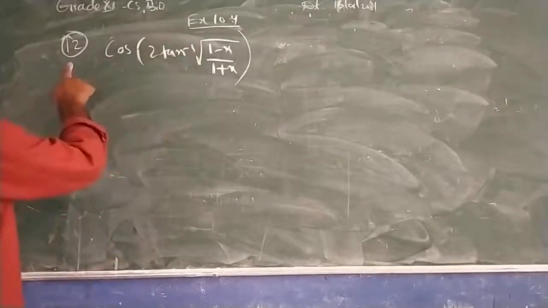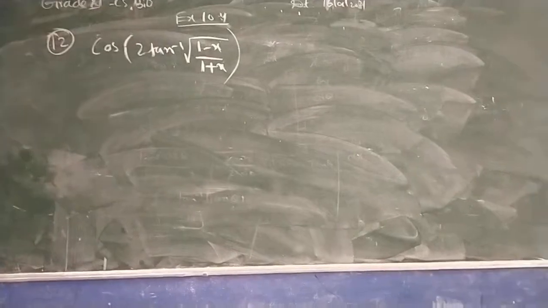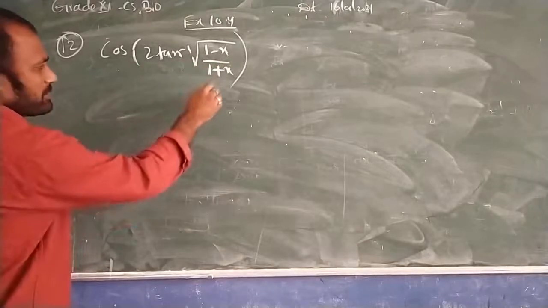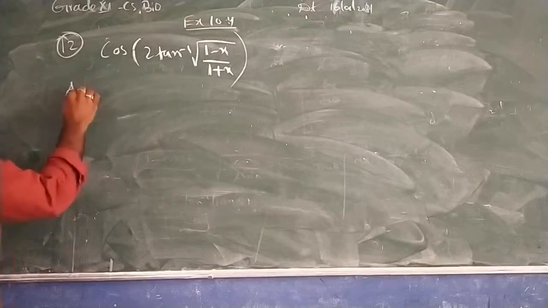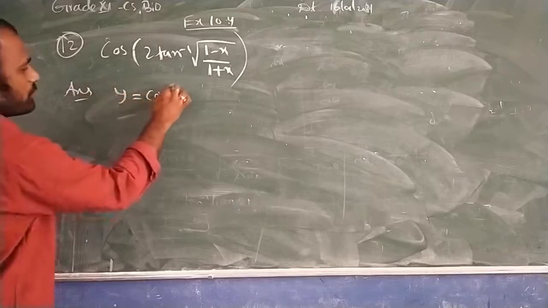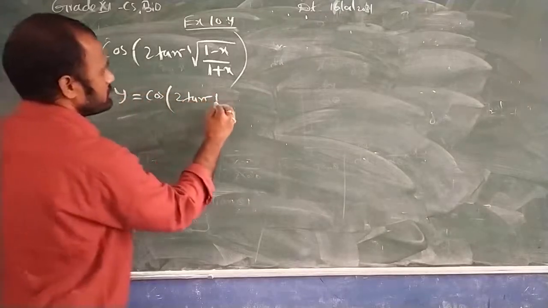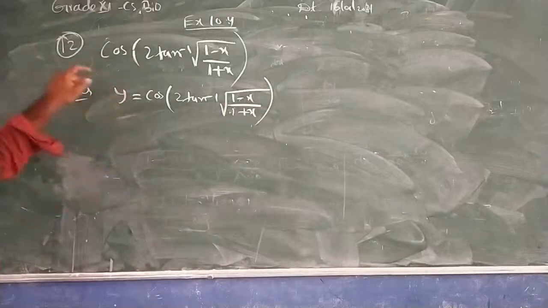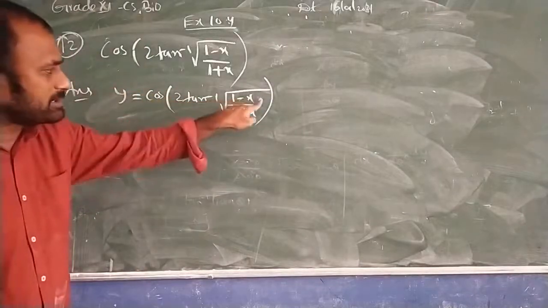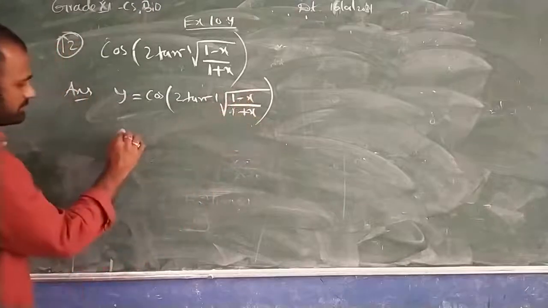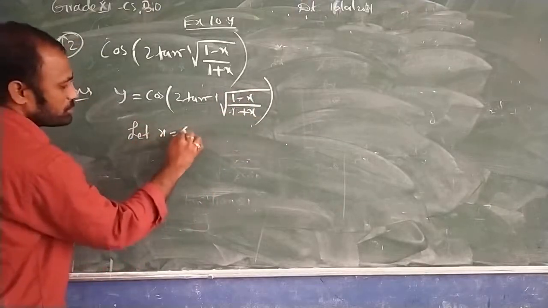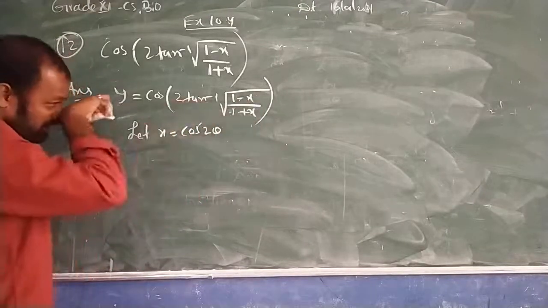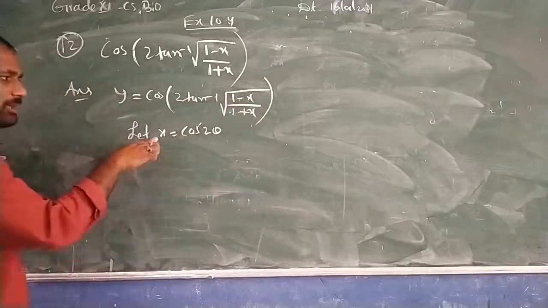Let us see exercise 10.1, the 12th question: cos of 2 tan inverse root of (1 minus x) by (1 plus x). So the given function is y is equal to cos of 2 tan inverse root of (1 minus x) divided by (1 plus x). Previously we solved the same format, 1 minus x by 1 plus x, in the 10th question. But there it was cos theta, now it is replaced with x. So let us assume that x is equal to cos 2 theta.